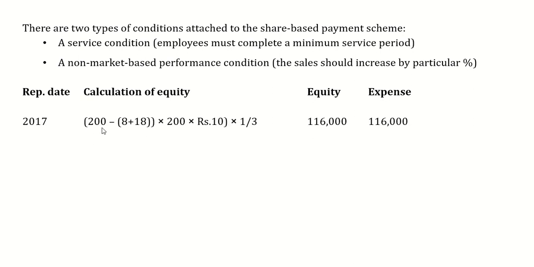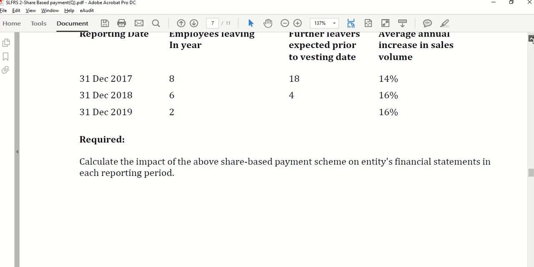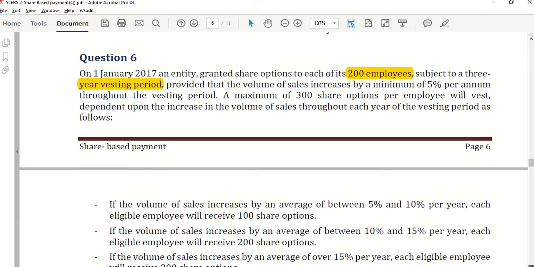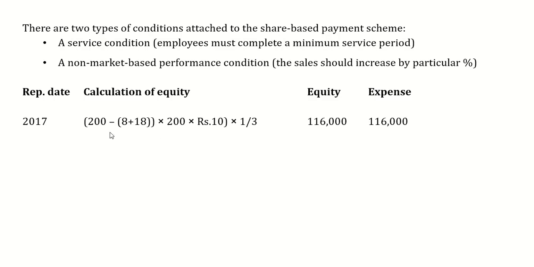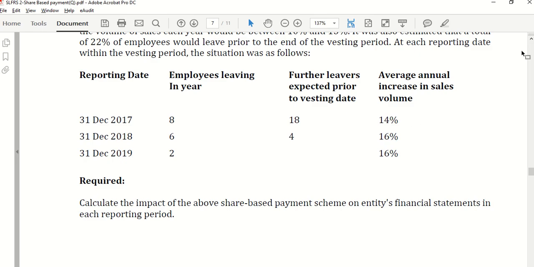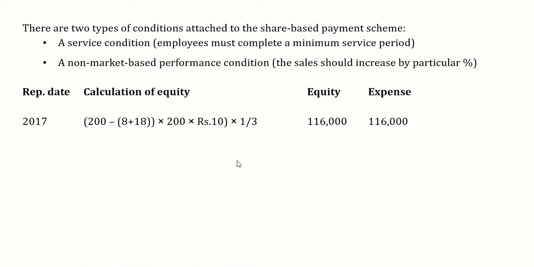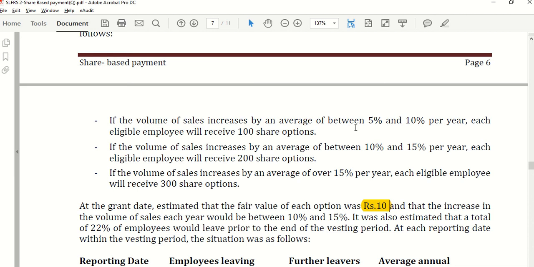we can expect, now there are 200 employees. During the year 8 people left and another 18 are to leave, and the salary increment rate is 14%. In that case we want to consider how many share options, which category they belong to, whether the first one or the second one. 10 to 15, 14%, right? So you consider 200 share options, fair value of the share option is 10 rupees, multiplied by 1/3, so 160.